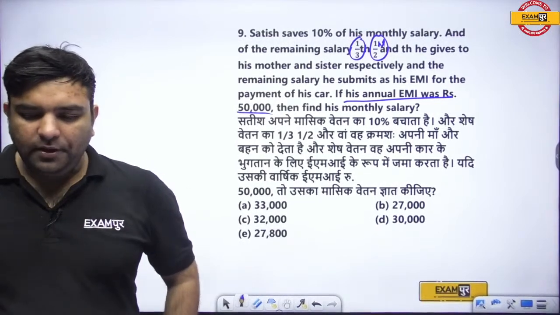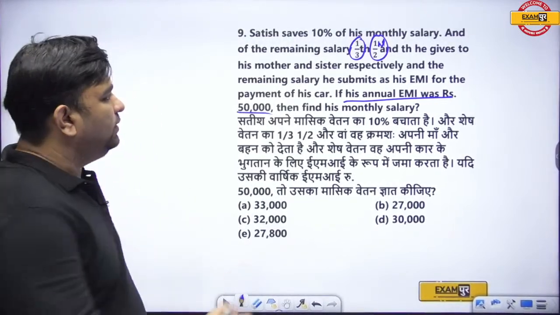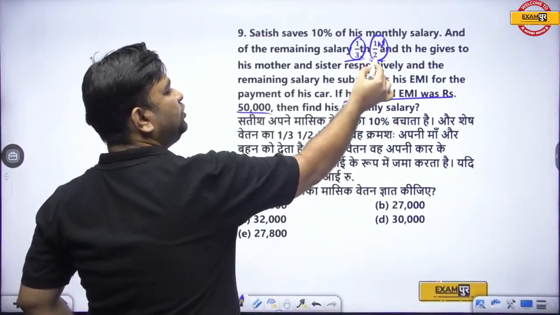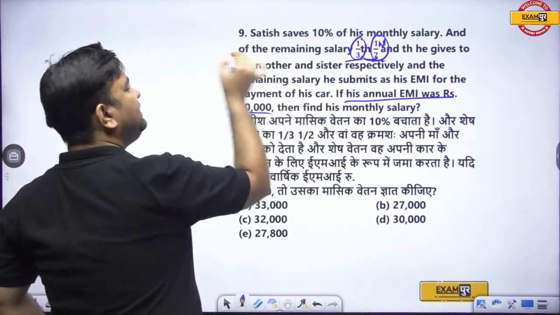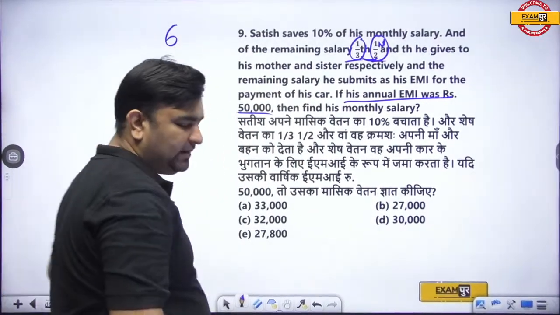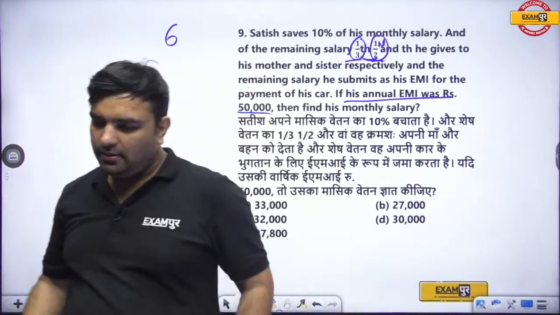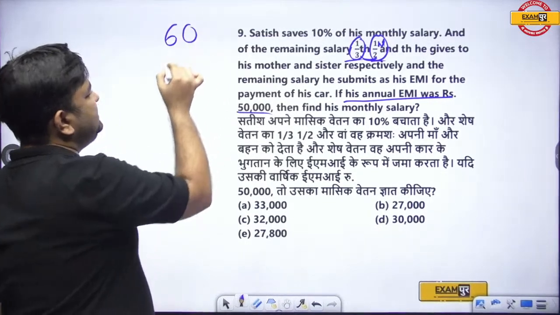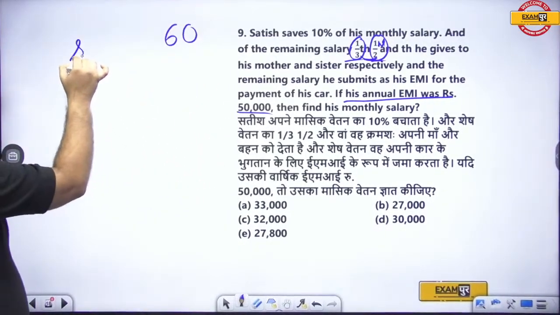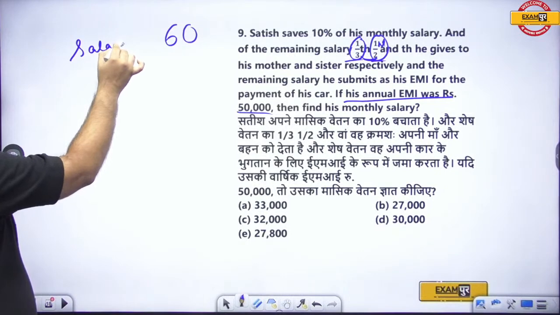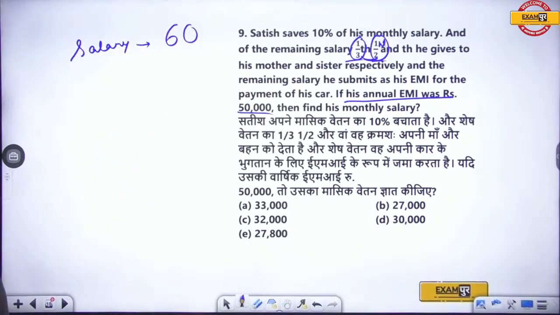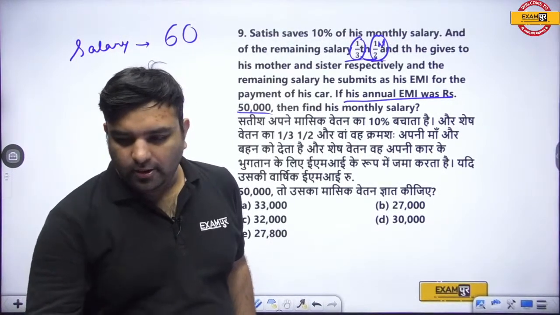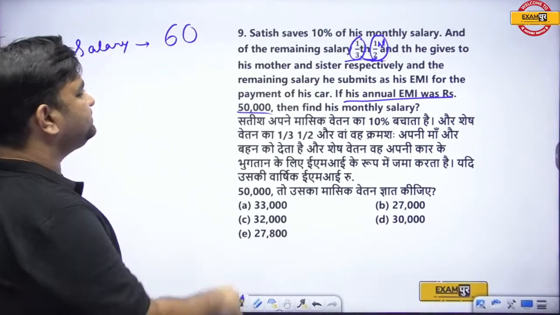One by 3 and 1 by 2. Can I assume the total salary as LCM 6? Or 60, whatever. You can assume the total salary as 60. That is the way of assuming the salary.